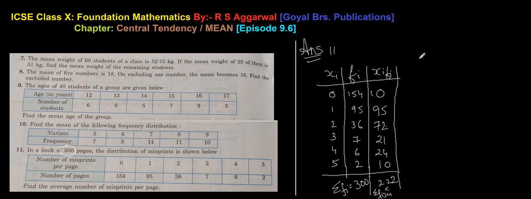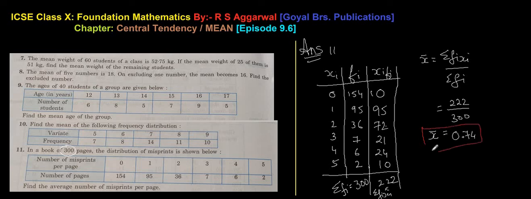Now the formula, you know, x bar is equal to sigma fi xi upon sigma fi. So that is 222 upon 300. How much does it come up to? It comes up to 0.74. So this is my x bar, that is the mean, and afterwards you have to put a box.